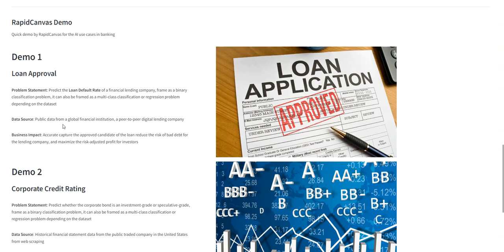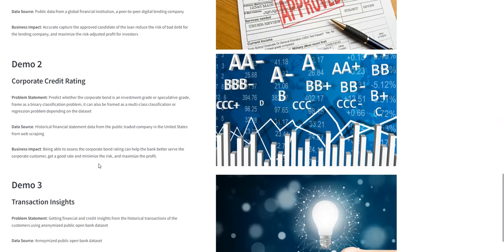So we are using public data from a global financial institution, a peer-to-peer digital lending company. The business impact of this loan approval is that you can accurately capture the approved candidates of the loan to reduce the risk of bad debt for the lending company and for the bank, and maximize the risk-adjusted profit for investors, and lower the risk, right?